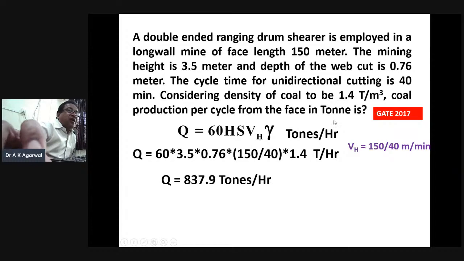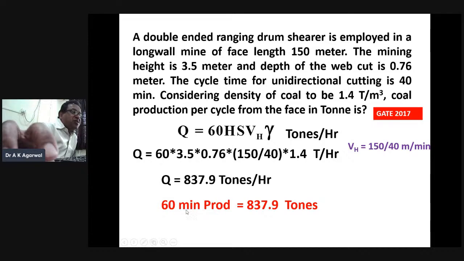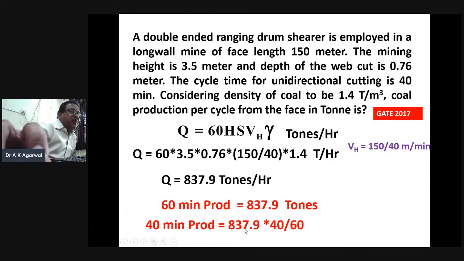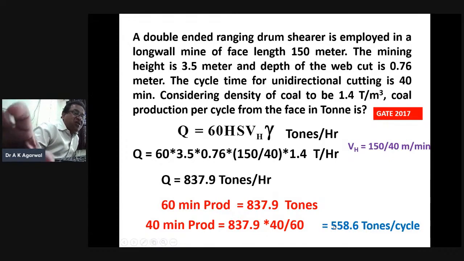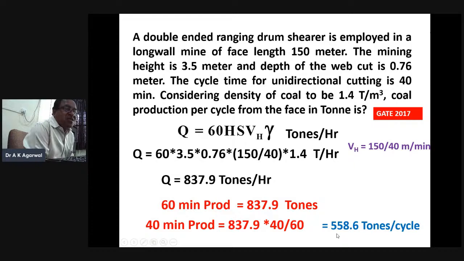837.9 tons per hour. But he is asking coal production per cycle, and one cycle is completed in 40 minutes. So in 1 hour this much is produced. In 40 minutes how much coal will be produced? So 60-minute production is 837.9 ton, and 40 minutes production will be 837.9 into 40 divided by 60. This is equal to 558.6 tons per cycle. This is the answer. So a very simple and straight question, and I think all of you got this.